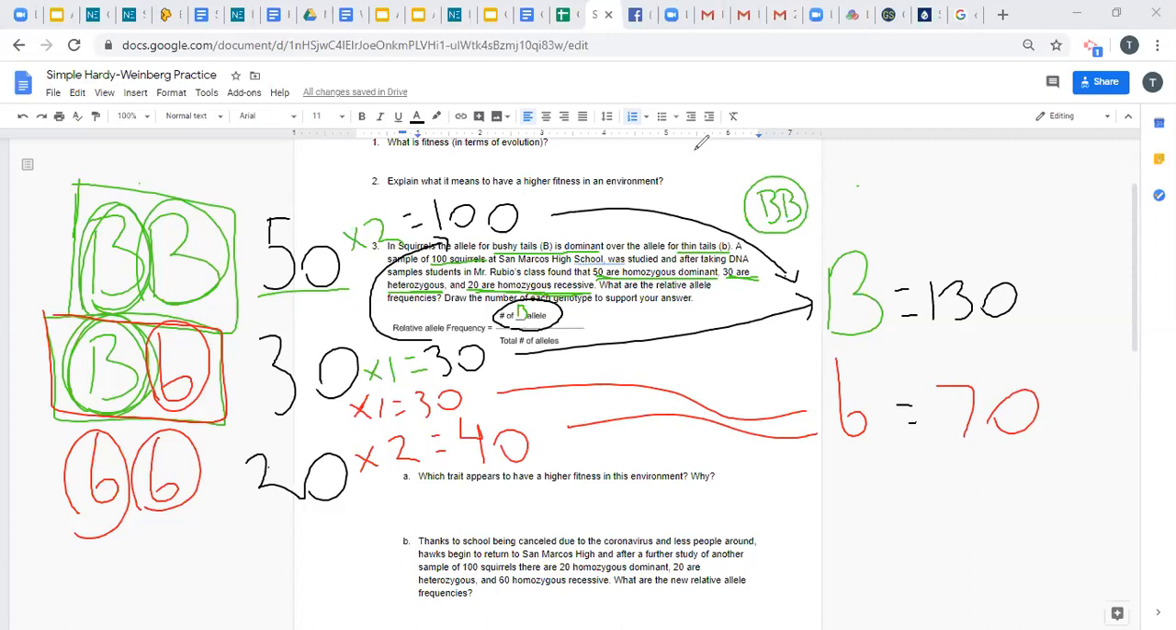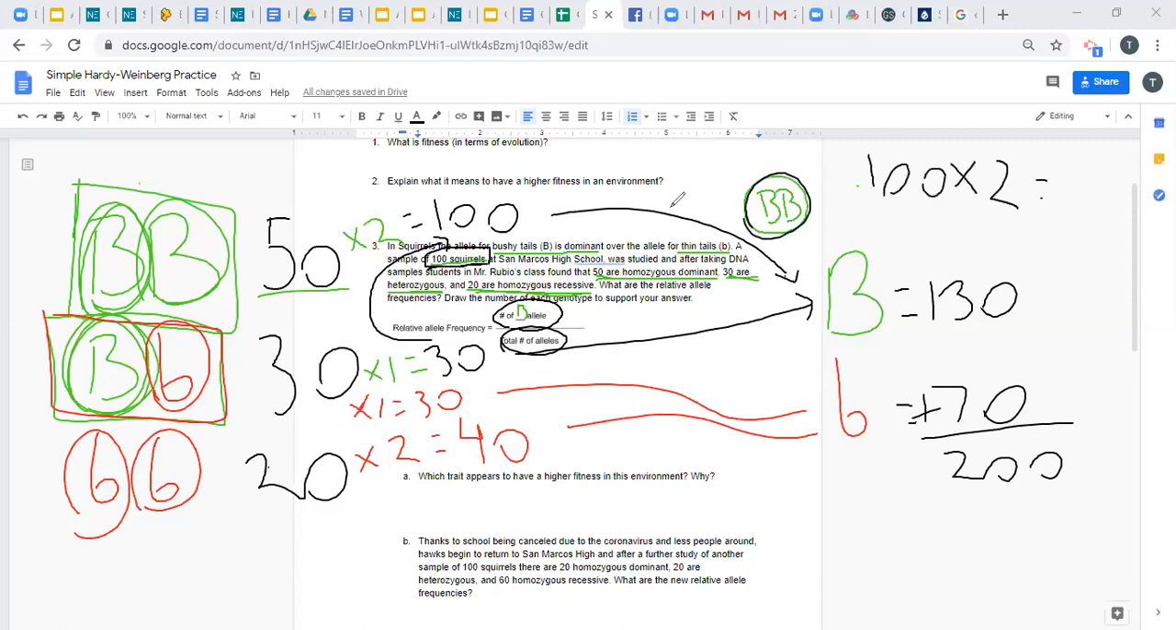The way we can check this is that it gives me a total of 200 alleles if I add both of these together. This makes sense because I have 100 total squirrels, and for each squirrel I expect two alleles. So I expect 200 total alleles.